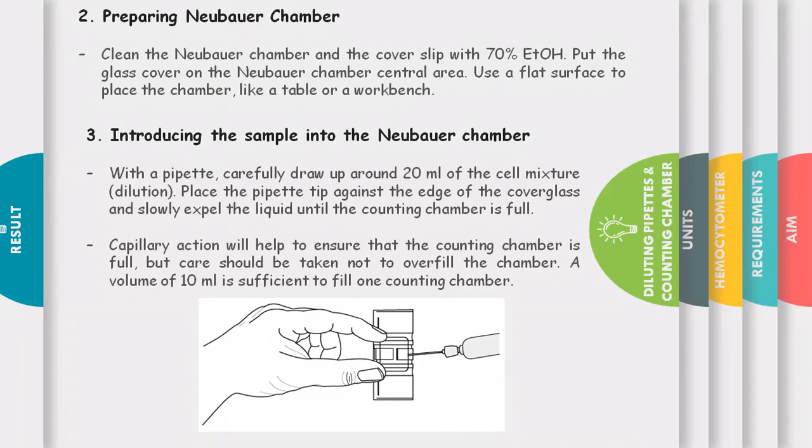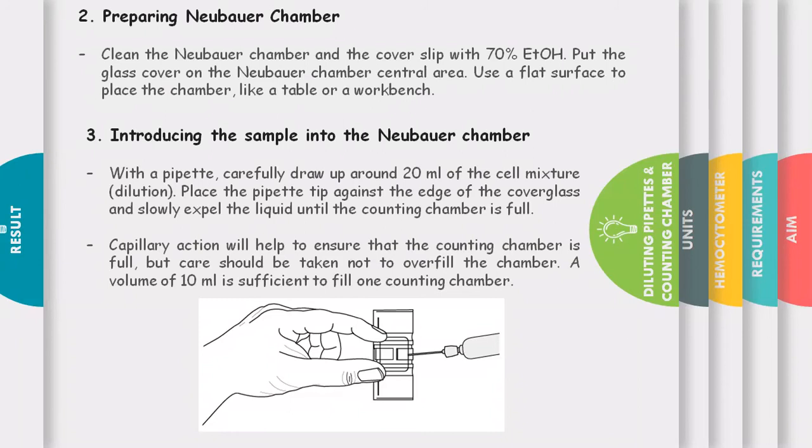Second one is preparing the Neubauer chamber. Clean the Neubauer chamber and the cover slip with 70% ethanol. Put the glass cover on the Neubauer chamber central area. Use a flat surface like a table or the workbench to place the chamber.